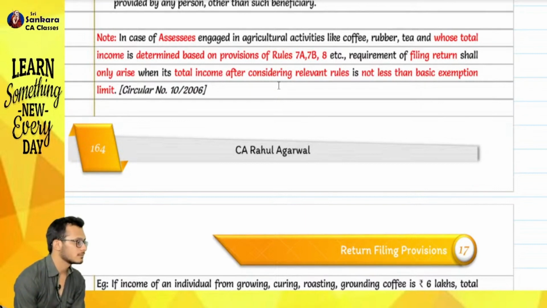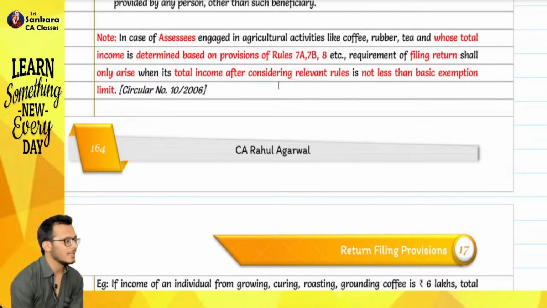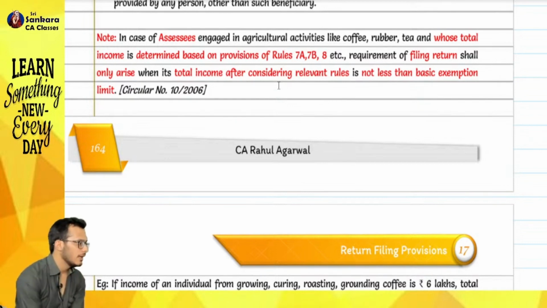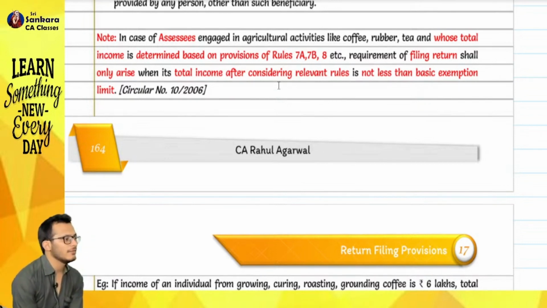Sleeping partner of the firm which is audited. Last year's amendment, 31st October. Last year, there was a difference between active and sleeping partner. Now they came and said, no, nothing doing, boss. Any partner of the firm which is liable for audit, everyone has to file the return on 31st October.